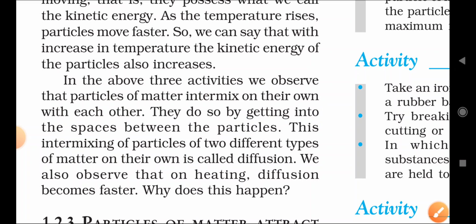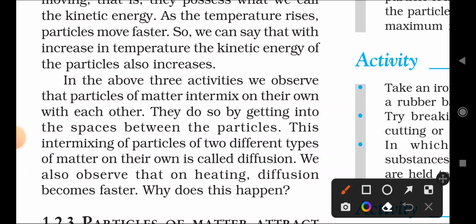Again, this is a very important one-mark definition. What does diffusion mean? We can write: the intermixing of two particles of different types of matter on their own is called diffusion. Two different kinds of particles are mixing with each other, depending on their own, and this is called diffusion.